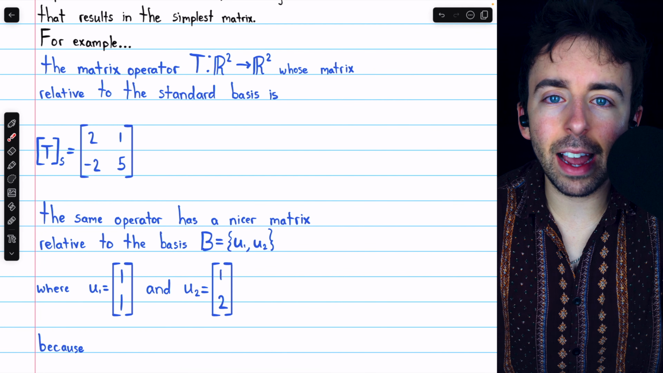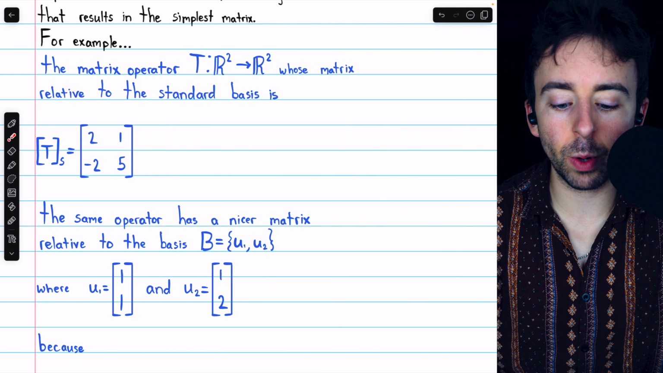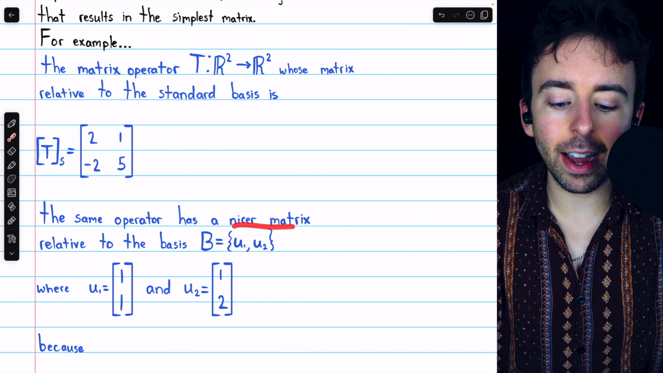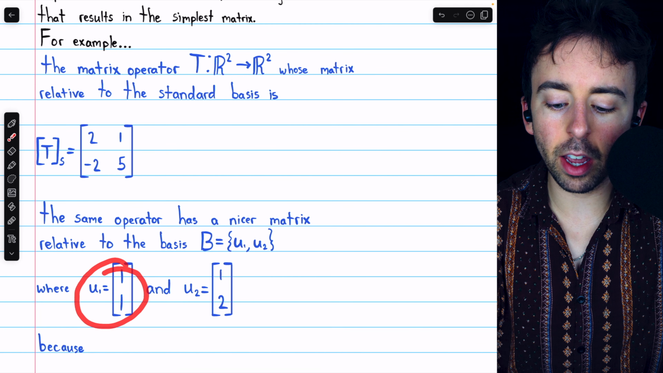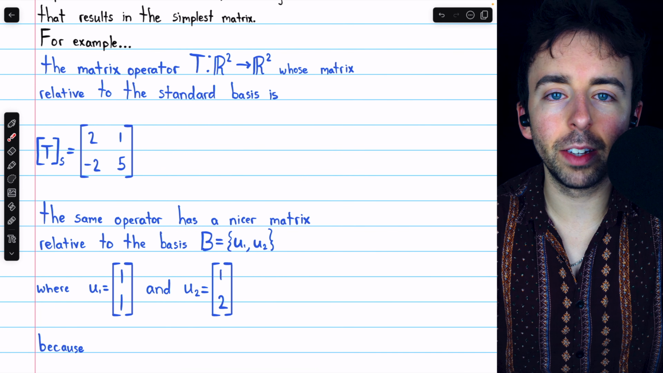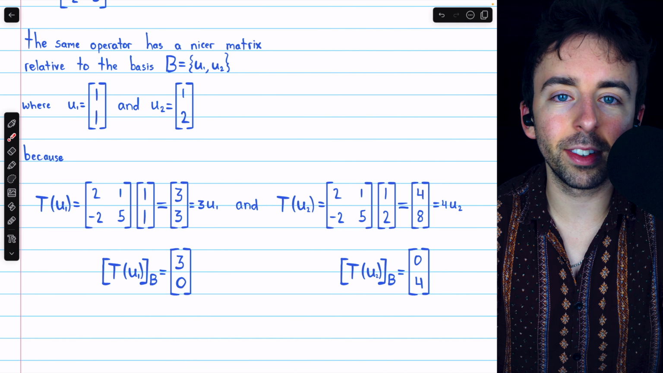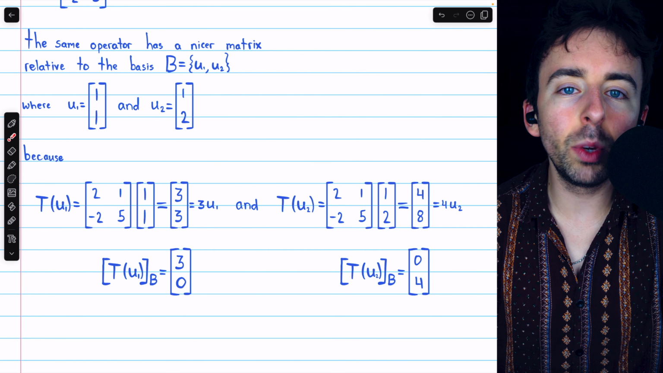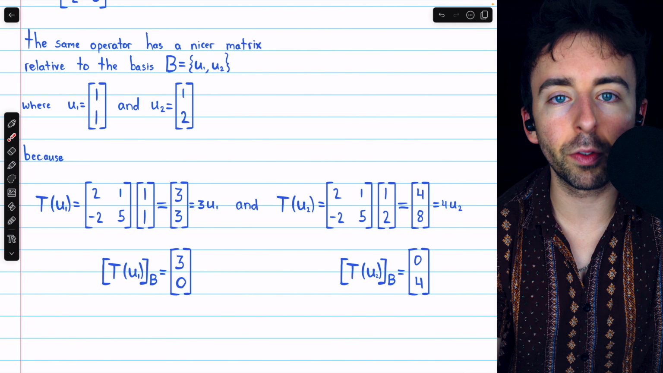As nice as the standard basis is, it's not always going to result in the simplest transformation matrix. Indeed, this operator actually has a nicer matrix relative to the basis B consisting of these two vectors. Let's construct the matrix relative to this basis and see just how nice it is. You should recall from previous discussions that to construct the matrix relative to this new basis, we need to find the images of these new basis vectors under the transformation.